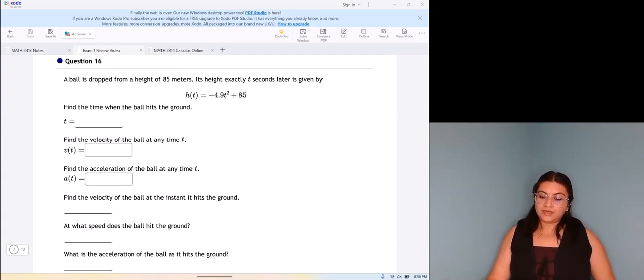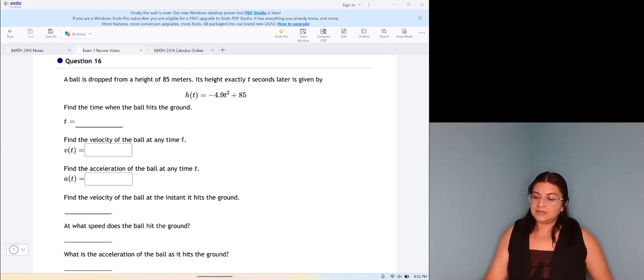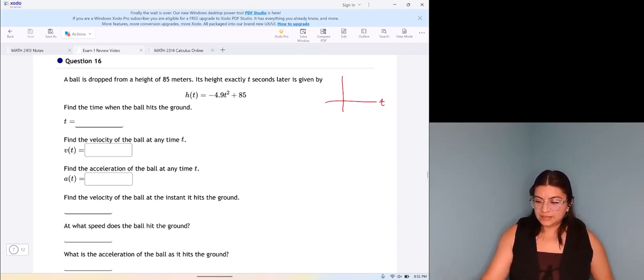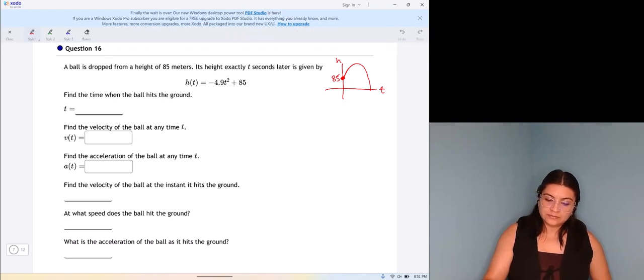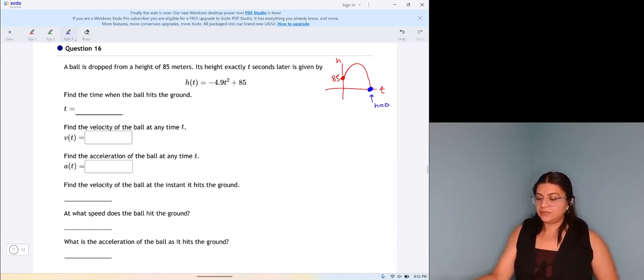A ball is dropped from a height of 85 meters. Its height exactly t seconds later is given by h of t equals negative 4.9 t squared plus 85. Find the time when the ball hits the ground. This is an up and down parabola. This is the time, this is the height. The initial height is at 85, and then it reaches its maximum, and then it comes back down. Find the time when the ball hits the ground. We are looking at this here. This is when the h is equal to 0 because it's already on the ground.